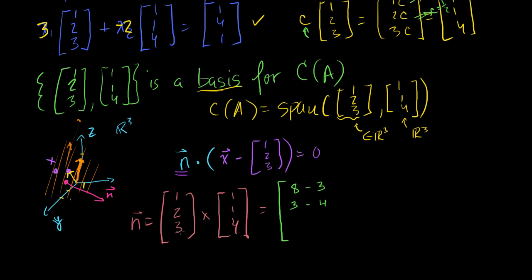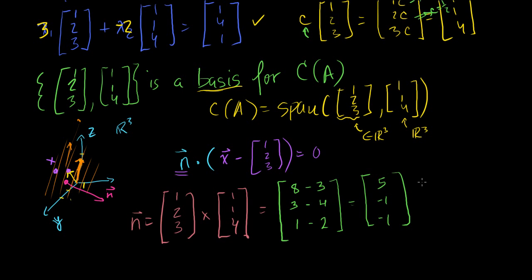Well, we're only defining it for R3. So instead we do 3 times 1 minus 1 times 4. And then finally for the last row, we ignore it. We say 1 times 1, which is 1, minus 2 times 1, which is minus 2. And this is equal to the vector (5, -1, -1), which by definition of the cross product is normal to both of these vectors. And so it'll be normal to any linear combination of these two vectors.